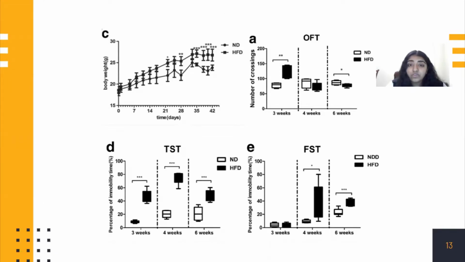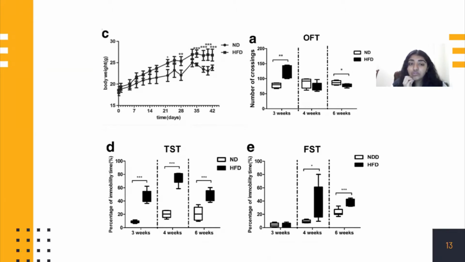Looking at the results of the open field test, we can see that the number of crossings at the 3-week mark was significantly higher, and that in the 4th and 6th weeks, especially at 6 weeks, they were significantly lower. With this, we can tell that the mice displayed lower levels of exploratory behavior and lower levels of locomotor activity, which again are symptoms of depression.